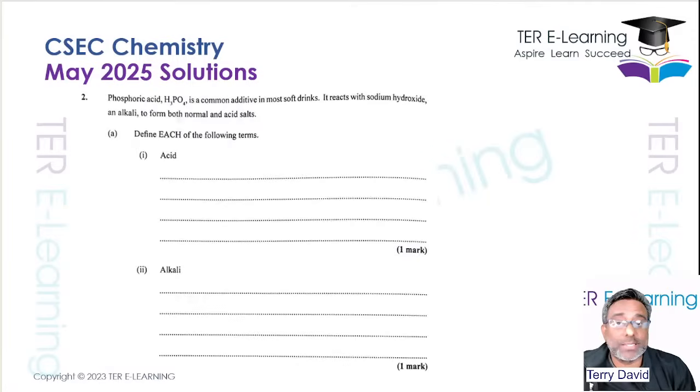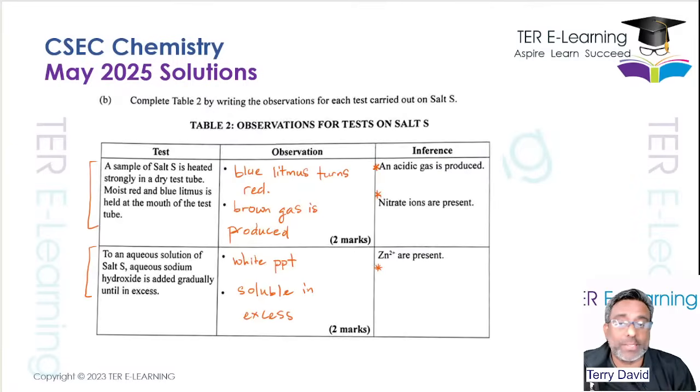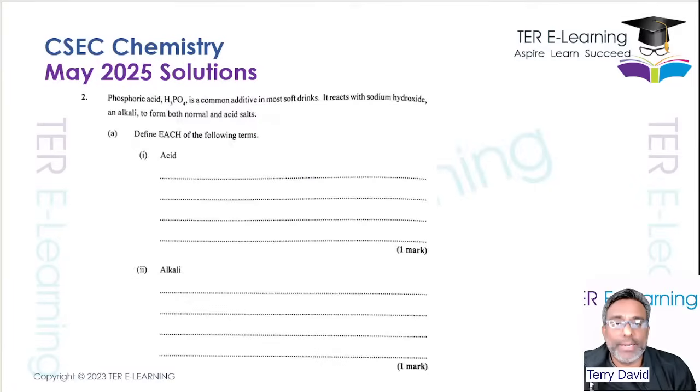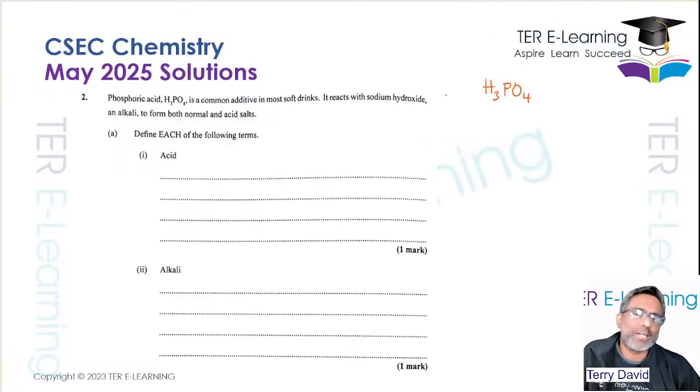Right? And that's it. That's the 25 mark question that they gave. Next thing here now. Phosphoric acid, H3PO4. That's phosphoric acid. They give you the formula. It's a common additive in most soft drinks. So if you like to drink Coca-Cola, H3PO4 is one of the ingredients in Coca-Cola. It reacts with sodium hydroxide, an alkali, to form both normal salts and acid salts.